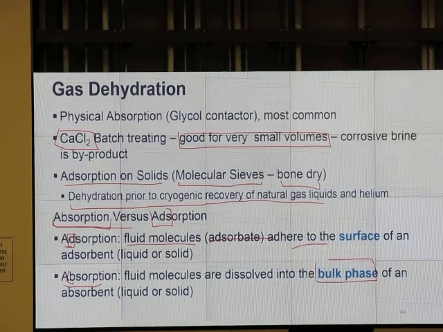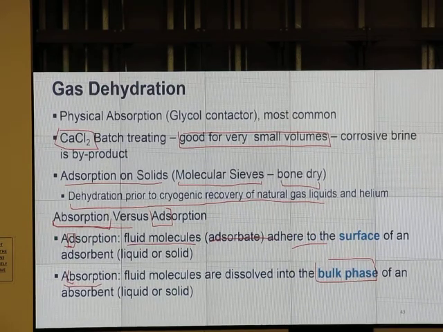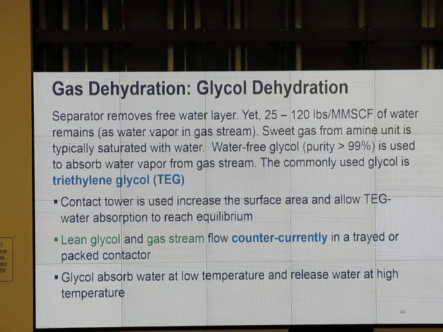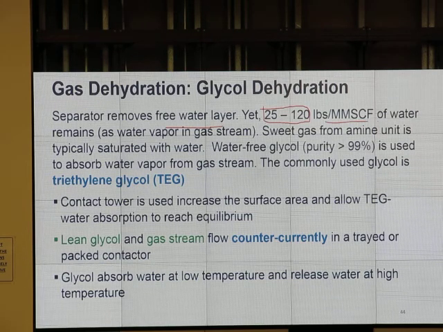So if we have a lot of water that cannot be caught by the separator, we use a glycol dehydration unit. Okay. The separator removes the free water layer, yet 25 to 120 pounds per million standard cubic foot of water remain. We cannot live with 25 pounds per million standard cubic foot per day. It should be lower than 7 pounds as per the gas contract.